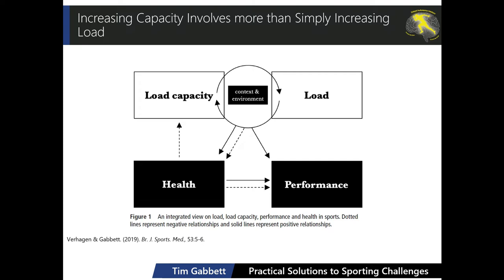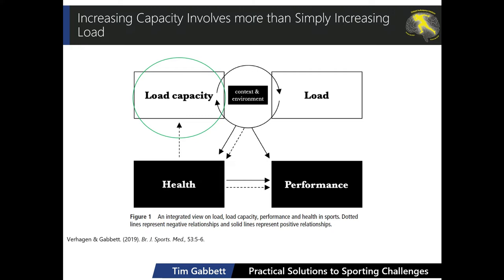Now, when we think about load, it's really easy to say that if we increase load, our performance should improve. But we also need to consider that there are a number of intermediary steps that lead to that improved performance. Initially, we need to load in order to improve capacity. We know that if we load slightly greater than our athlete's current capacity, then their capacity should improve. And if we throw excessive loads at our athletes, it increases the risk of overuse injury, and it also increases the risk of poor performance.